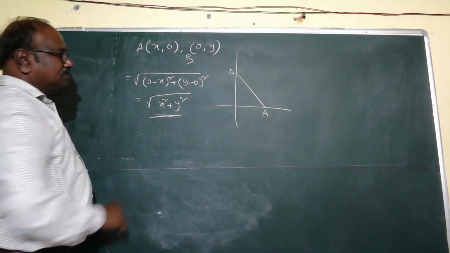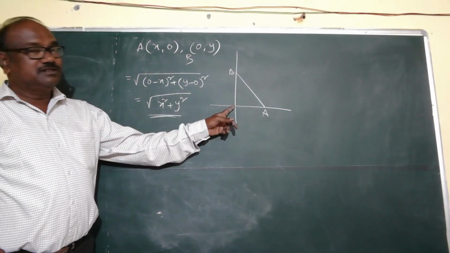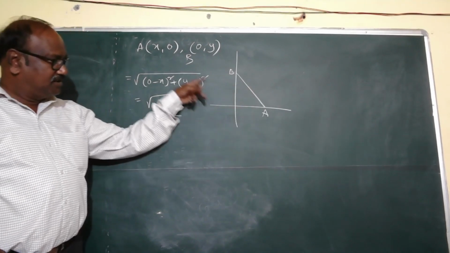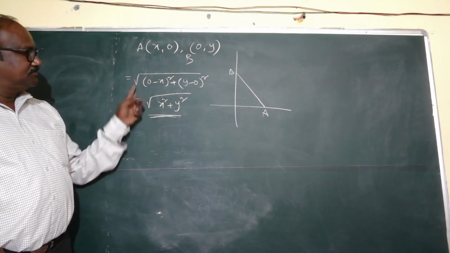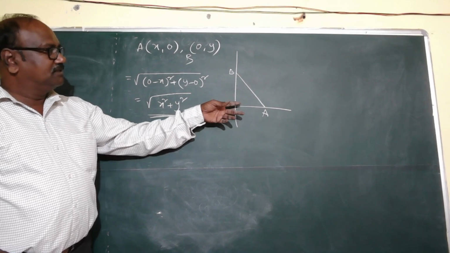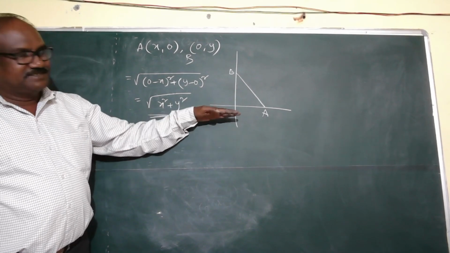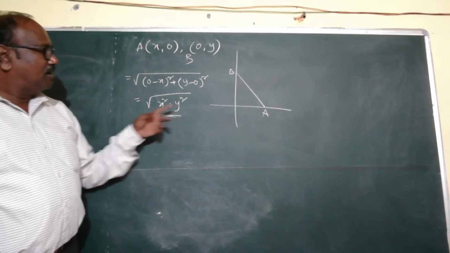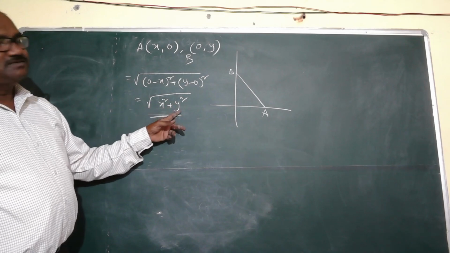So like that, if any 2 points are given, here the previous question is 0, 0 and any point, the formula is root x square plus y square. Otherwise, if any 2 points are given which lie on the axes, okay, 2 points lie on any 2 axes, the formula is under root x square plus y square.